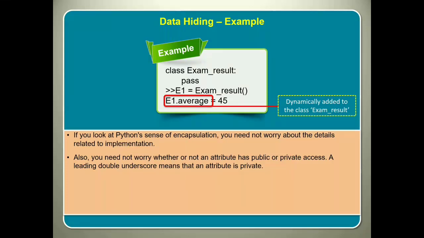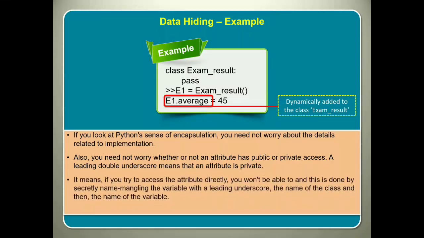A leading double underscore means that an attribute is private. It means if you try to access the attribute directly, you won't be able to. And this is done by secretly name-mangling the variable with a leading underscore, the name of the class, and then the name of the variable. If you try to access this hidden attribute, then an error message will be displayed.